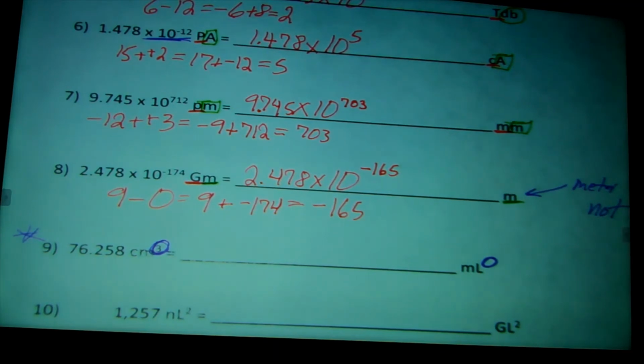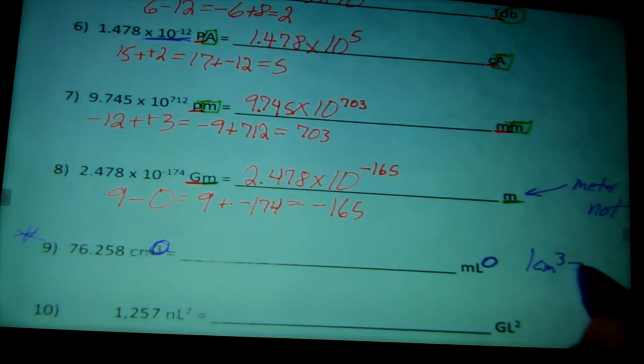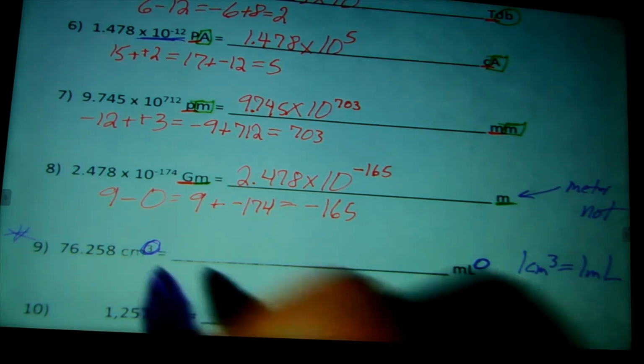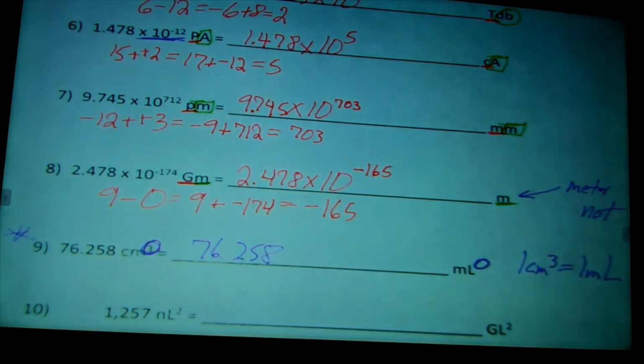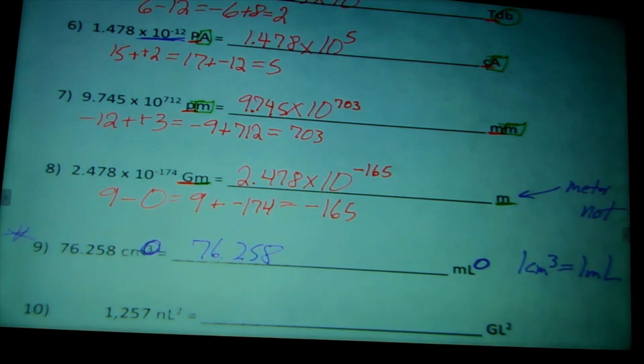This is a trick, and you need to remember that 1 cubic centimeter is equal to 1 milliliter. Okay, remember that identity we went over. So in this, you get 76.258 milliliters. They're exactly the same. Okay?